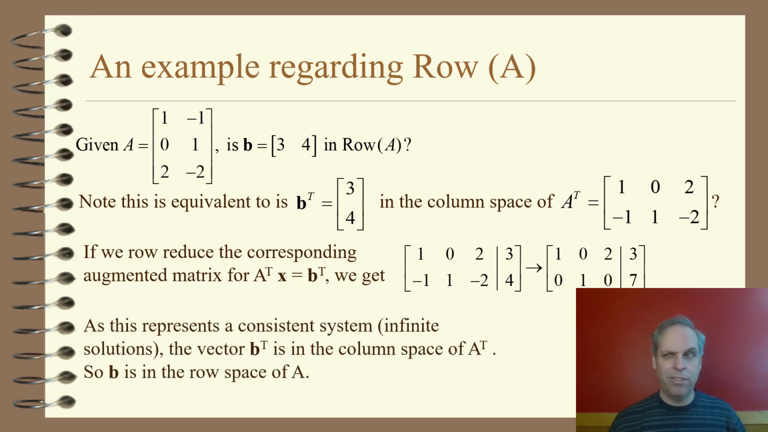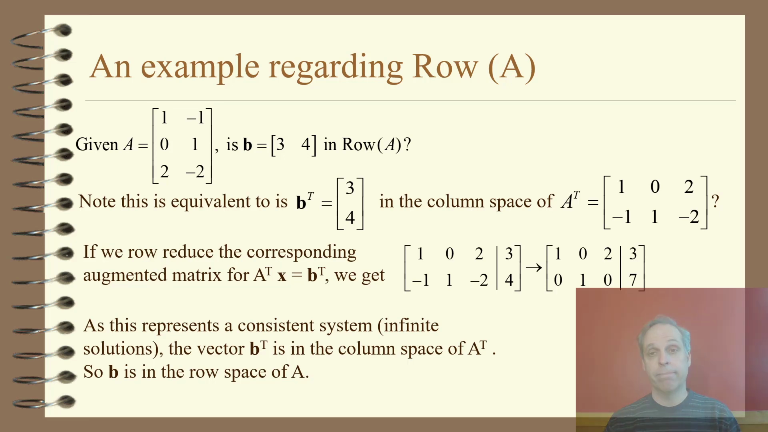In fact, the corresponding system this time has an infinite number of solutions, but we don't care how many solutions there are. We don't care how many different linear combinations of the rows or of these columns would give you this vector. Or in the case of the original statement, we don't care how many linear combinations of the rows of A will give you the vector b. It's just that there is one. That's the only thing that actually matters.